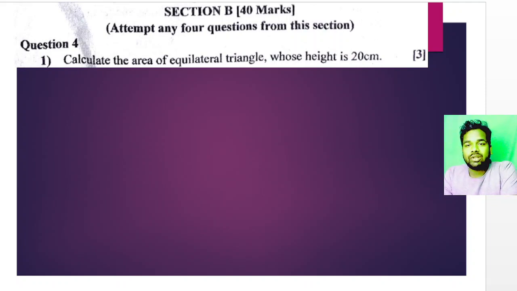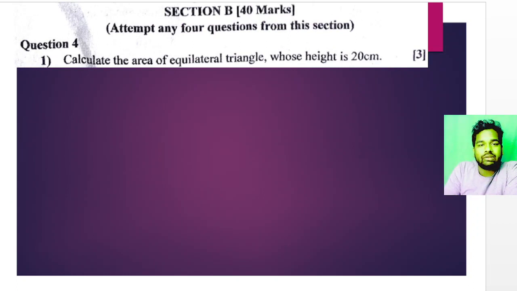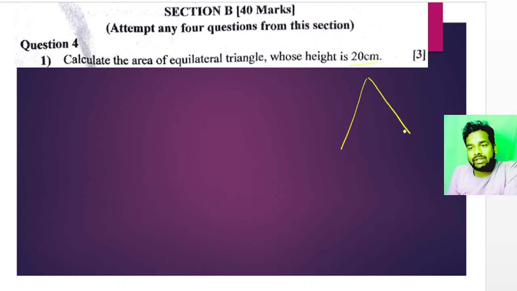Now in this session we are going to discuss the questions that come in section B. The first question is asking to calculate the area of an equilateral triangle whose height is 20 centimeter. Let's see how it is going to be done.